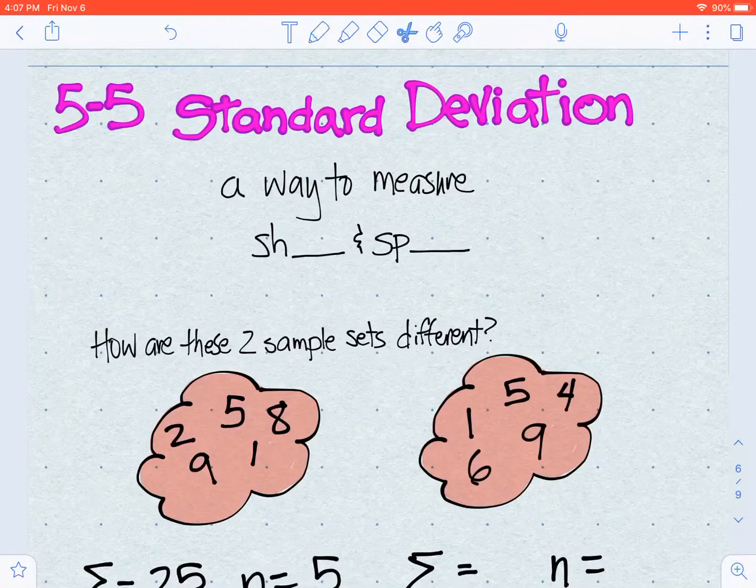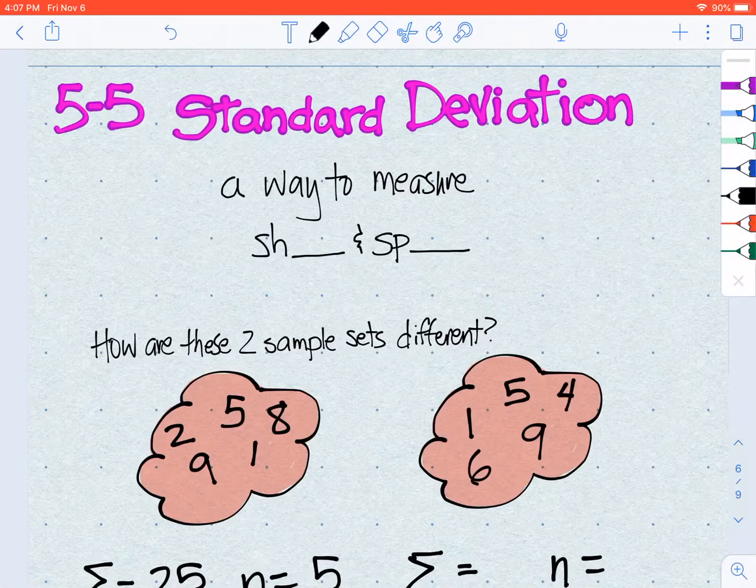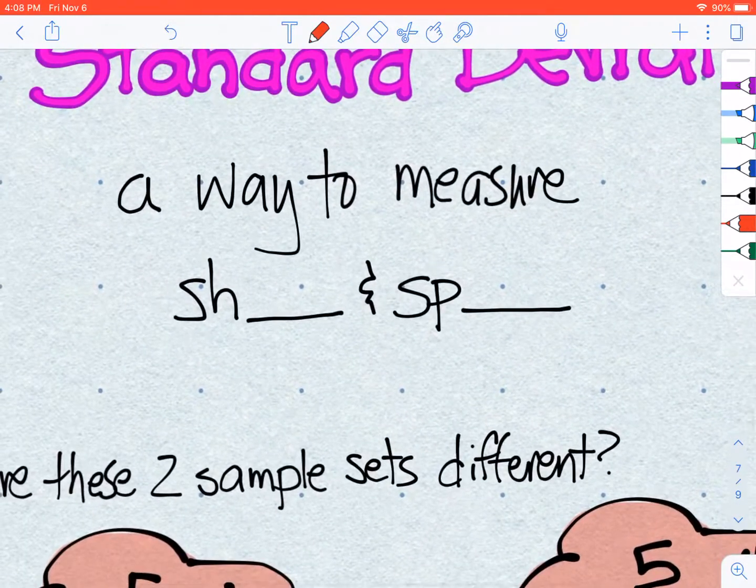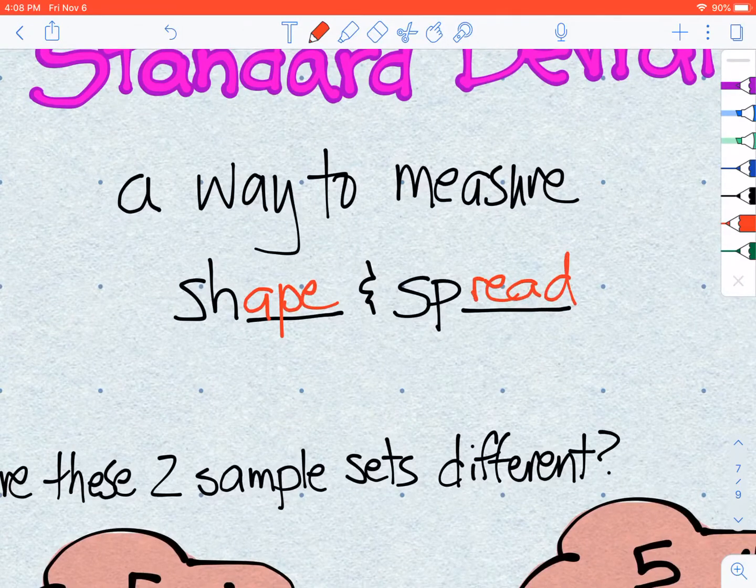5.5. This is the last concept for the chapter. It's going to take us a couple days to get through it. It's called standard deviation. And my overall view of this is that this is a way to measure shape and spread using just one number.